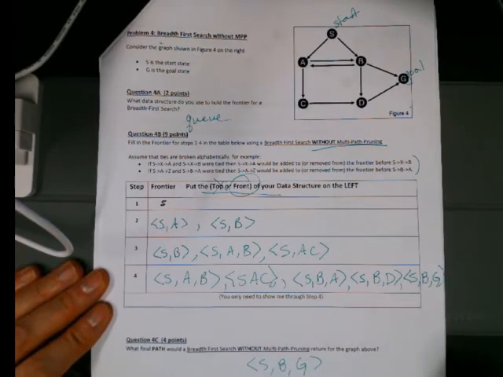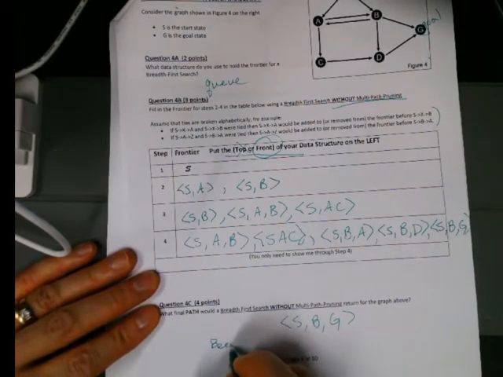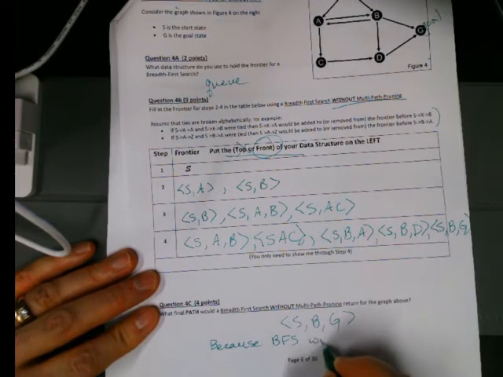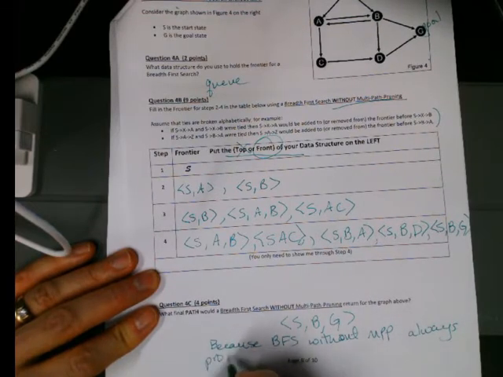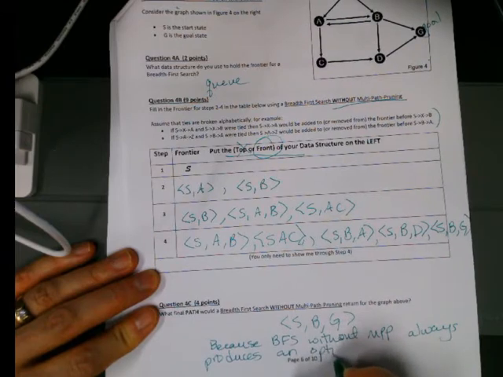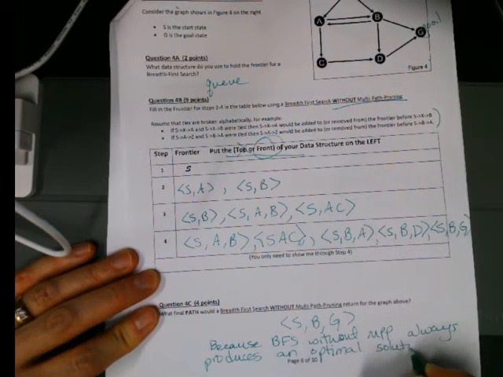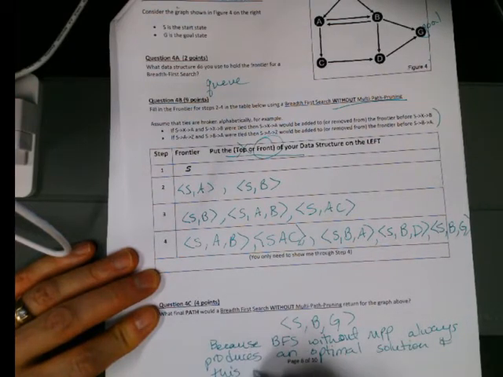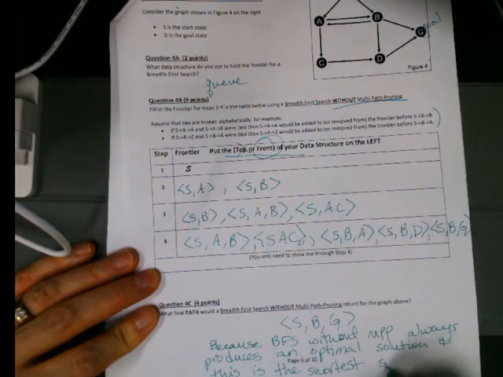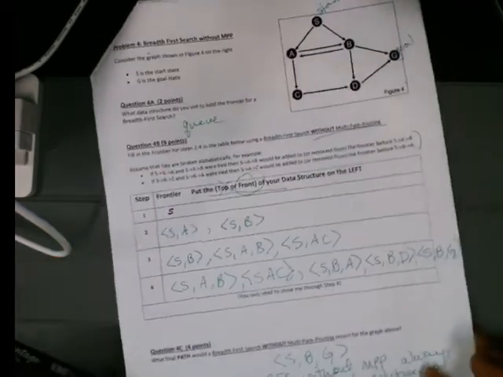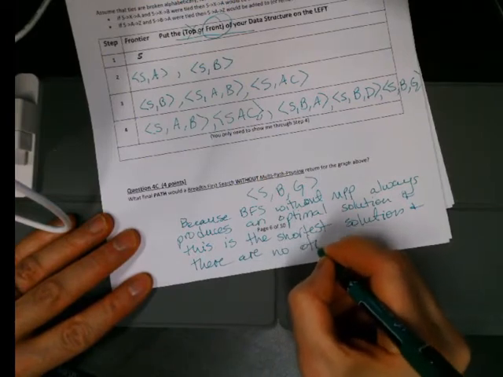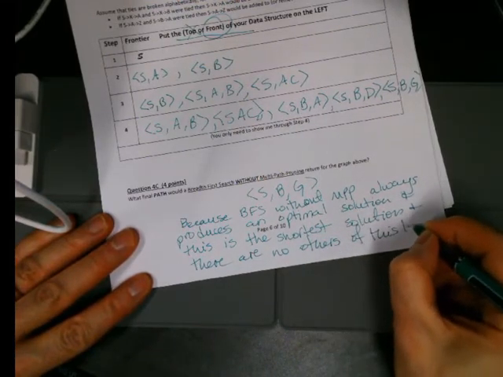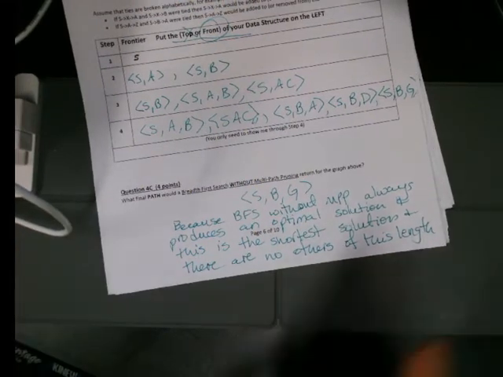So for this one, because that was totally doable without any steps, I fully accepted SBG. And if you wrote something like, because BFS without MPP always produces an optimal solution, and this is the shortest solution, and there are no others of this length, so therefore, this is the only solution. So bing, bang, boom, you're done.